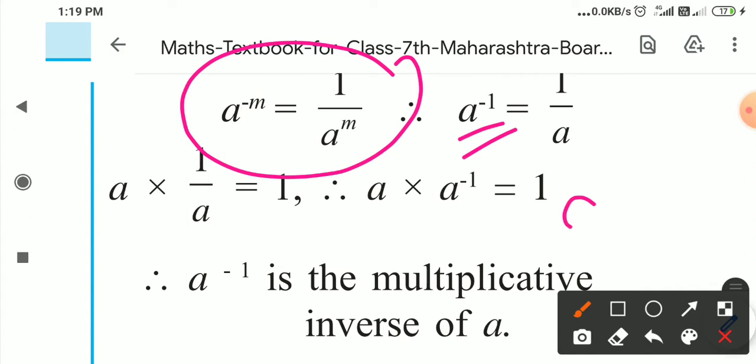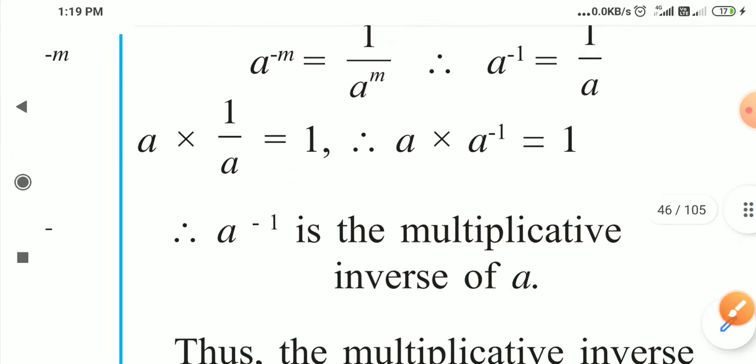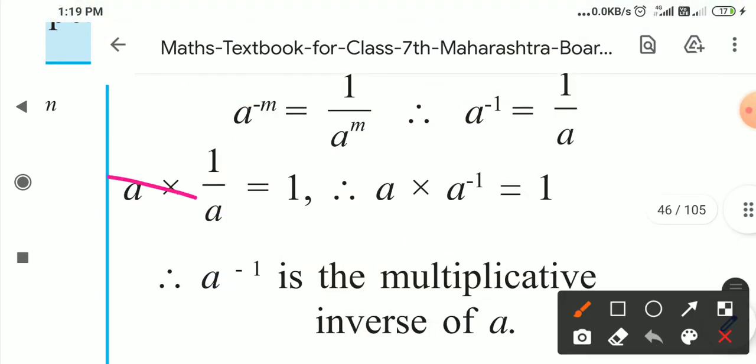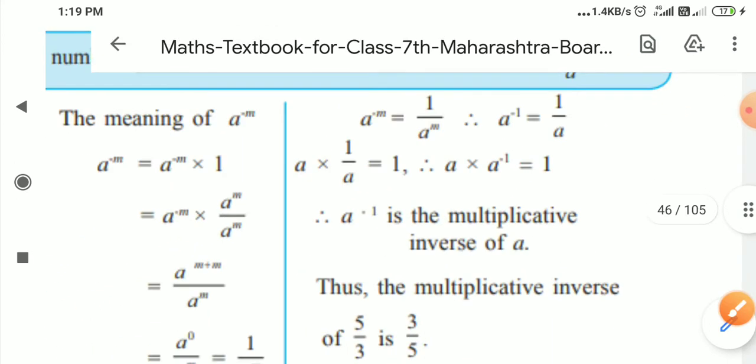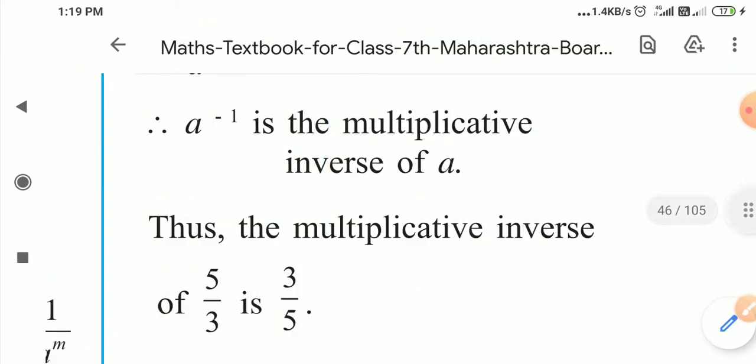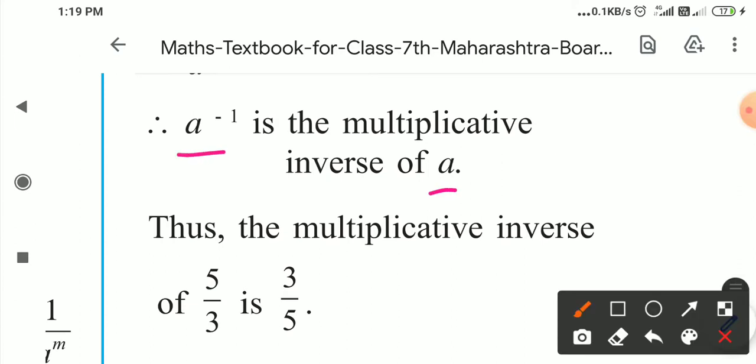So what we have to do, a raised to minus 1, we can write it or not write it. A raised to minus 1 means 1 upon a. And here this cancels with this and the answer remains 1. Means a into a raised to minus 1, opposite indices, its answer is 1. Clear? So a raised to minus 1 is the multiplicative inverse of a. You have to keep that in your mind. A raised to minus 1's multiplicative inverse is a.